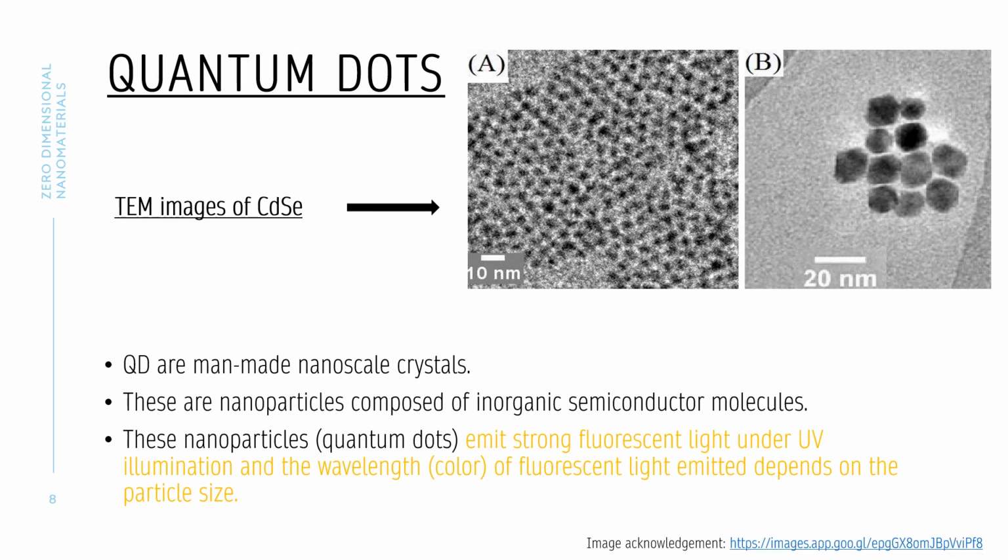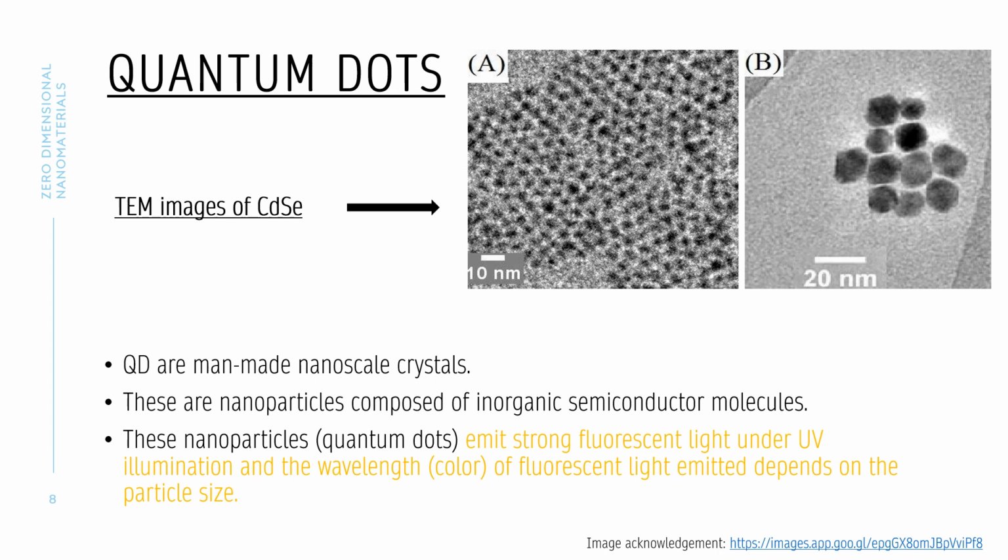Okay, so now I'll be discussing a few examples of zero-dimensional nanoparticles in detail. To begin with, quantum dots. Quantum dots are nothing but man-made nanoscale crystals. These particles are composed of inorganic semiconductor molecules, and these quantum dots, when illuminated with UV light, generally emit a strong fluorescent light.